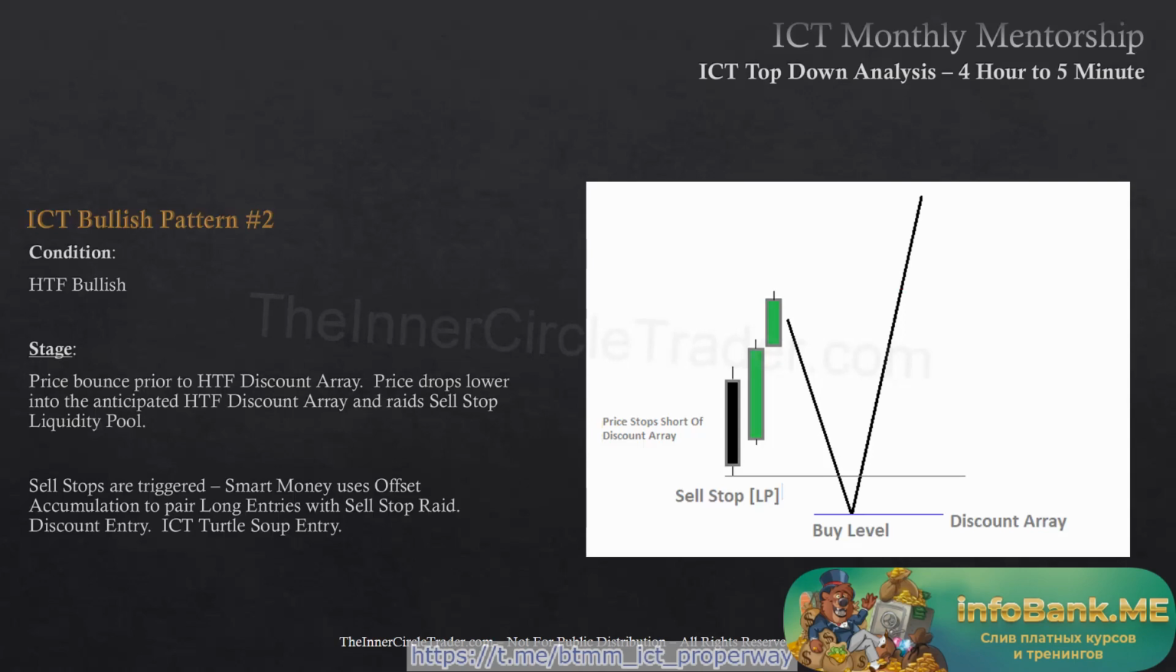Price drops lower into the anticipated higher time frame discount array at a later time and raids sell stops in the form of a liquidity pool. Sell stops are triggered. Smart money uses offset accumulation to pair long entries with sell stop raid, discount entry, ICT version of turtle soup.